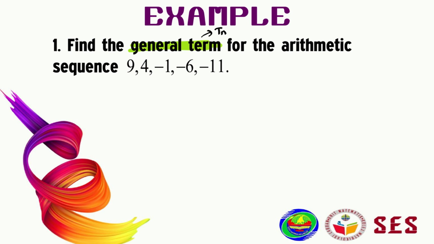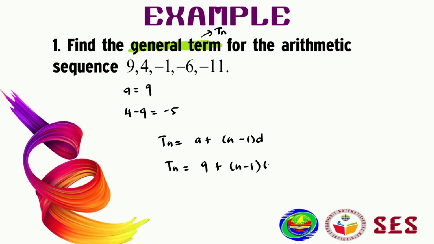So what we have here is the first term, or a, which is equal to 9, and the common difference, or d, which is 4 minus 9 equals negative 5. And so writing the formula Tn equals a plus (n minus 1)d, we substitute all the values into the formula, so that we have Tn equals 9 plus (n minus 1) times negative 5. Simplifying, Tn gives us the final answer 14 minus 5n. So this will be the general term for this arithmetic sequence.